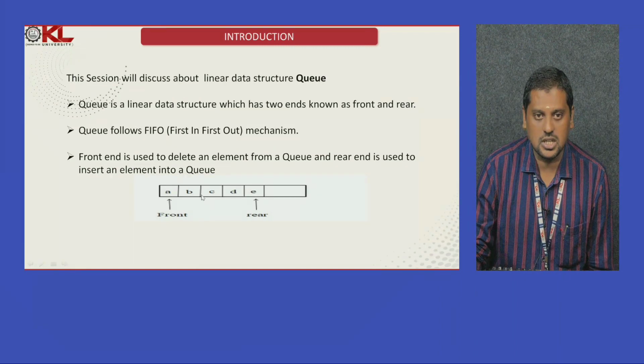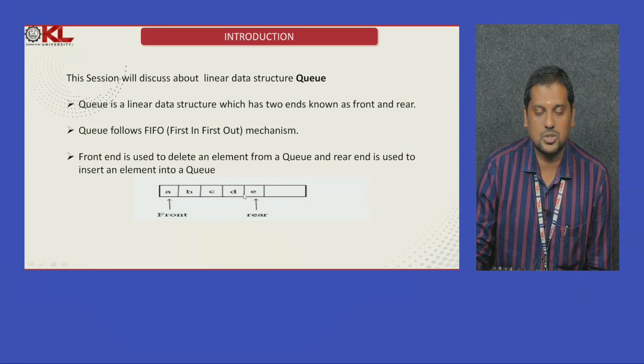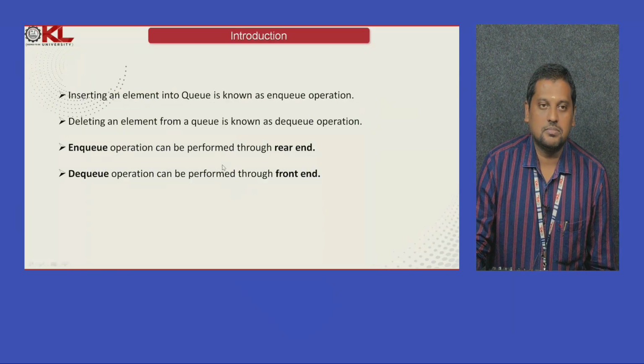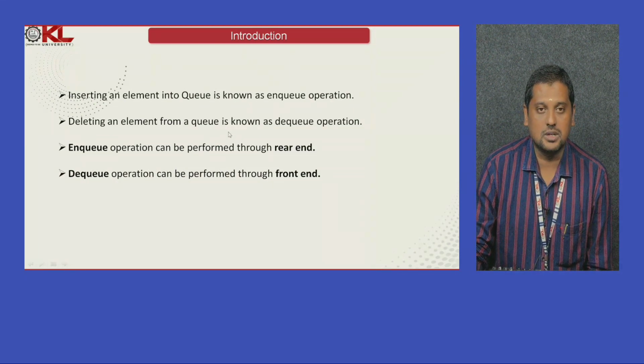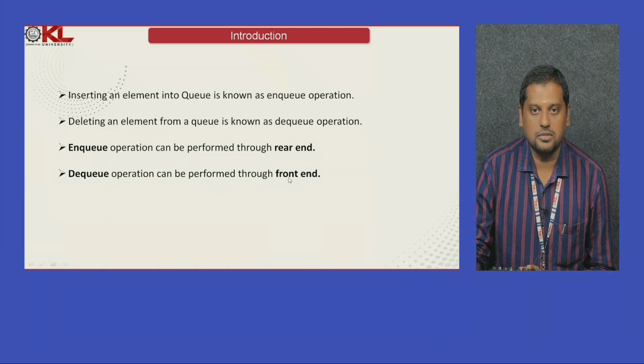Consider this example, an array with values A, B, C, D, E, where front is pointing to the starting array value and rear is pointing to the last array value. Here I should not say it as an array, we should say it as a Queue. Insertion of an element in the Queue is known as NQ operation. Deletion of an element from the Queue is known as DQ operation. NQ operation can be performed only at the rear end. DQ operation can be performed through the front end.